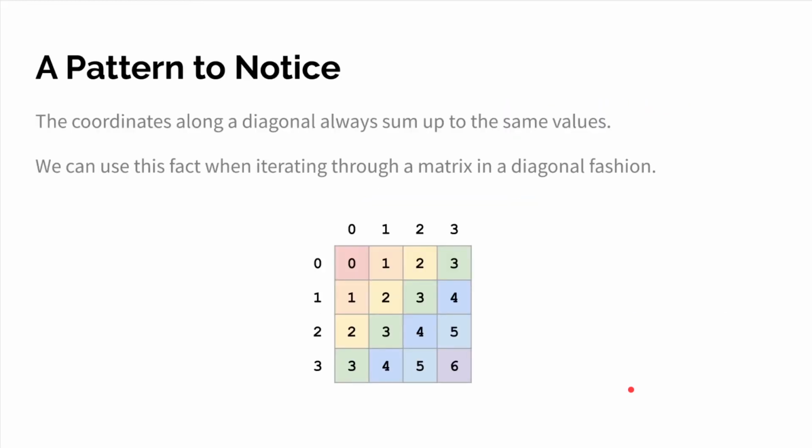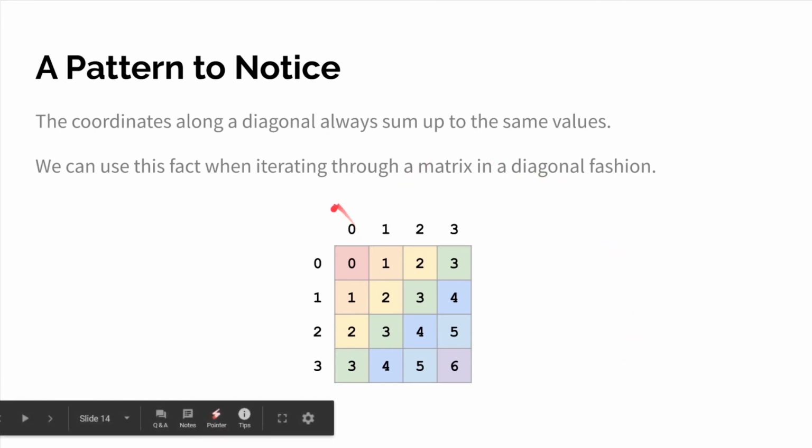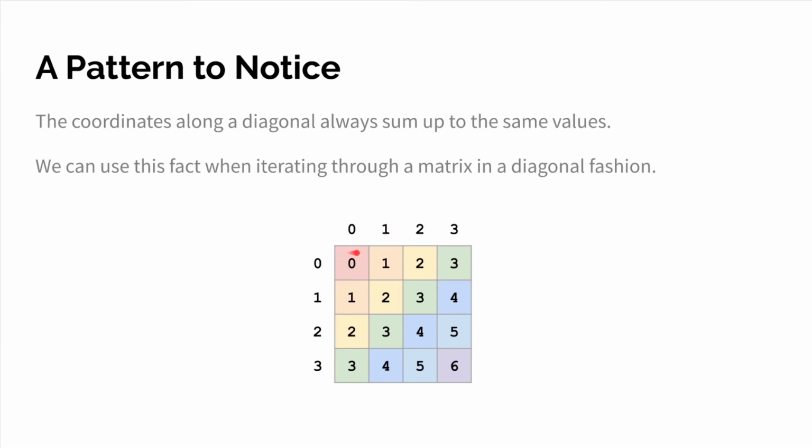Now, we're going to talk about one more way of iterating through a matrix. So here's an interesting pattern. The coordinates along a diagonal always sum up to the same values. So if we think about this matrix, right, here would be row 0, row 1, row 2, row 3, column 0, column 1, column 2, column 3. And along each diagonal, we would have the indices sum up to the same values.